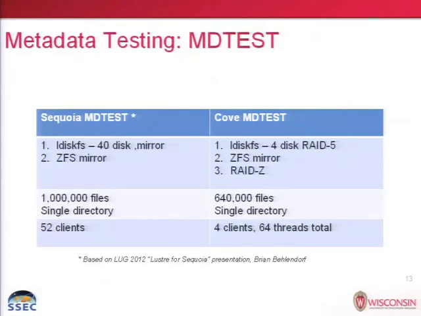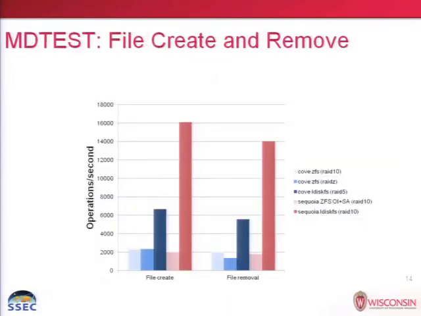But so for metadata testing, we ran mdtest. We used our 4 clients with 64 threads, and what I see from Sequoia was they had 52 clients. They're a 40 disk mirror. One problem I have with mdtest is perhaps if you look in the code, you can find what the units are explicitly for your output, but it never tells you, it just spits out numbers. But it's IOPS, I hope.